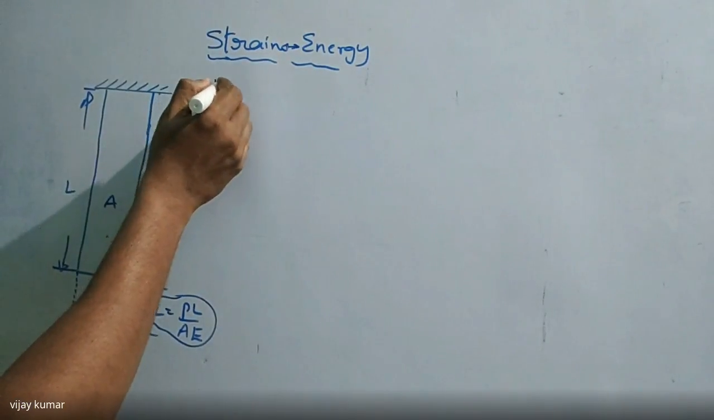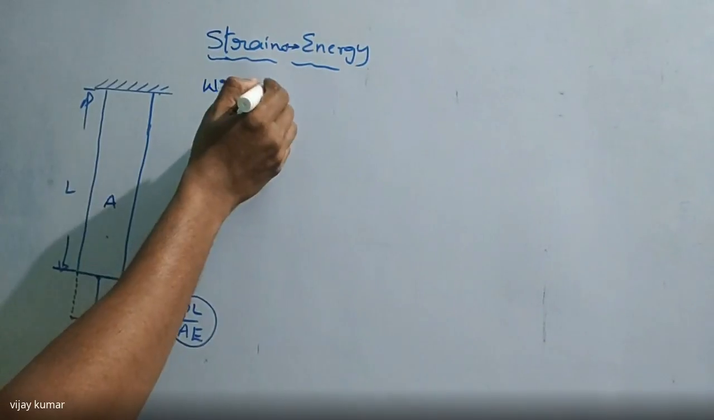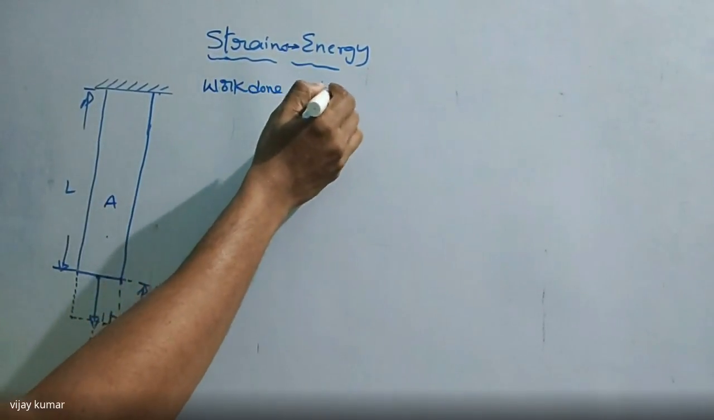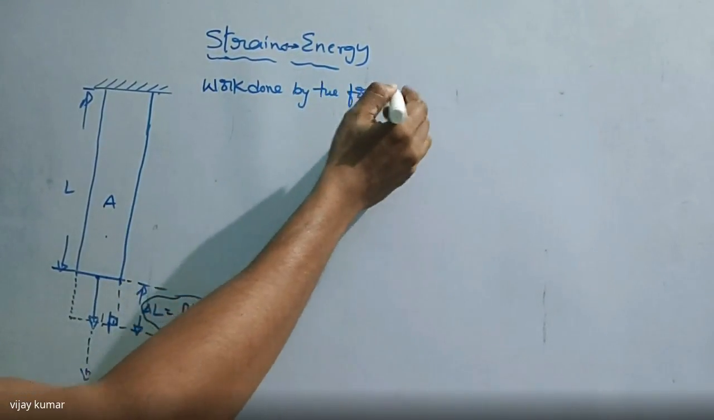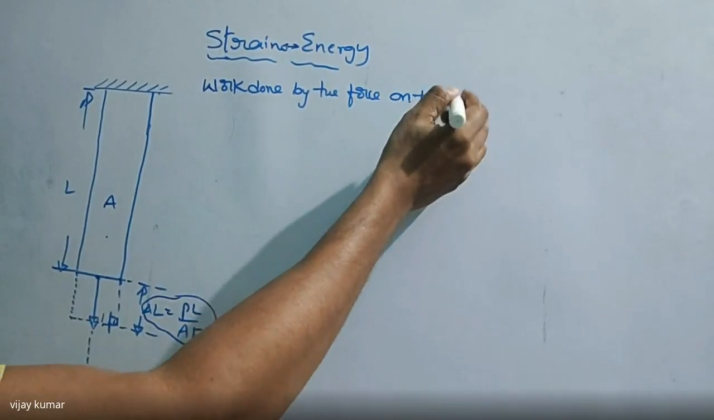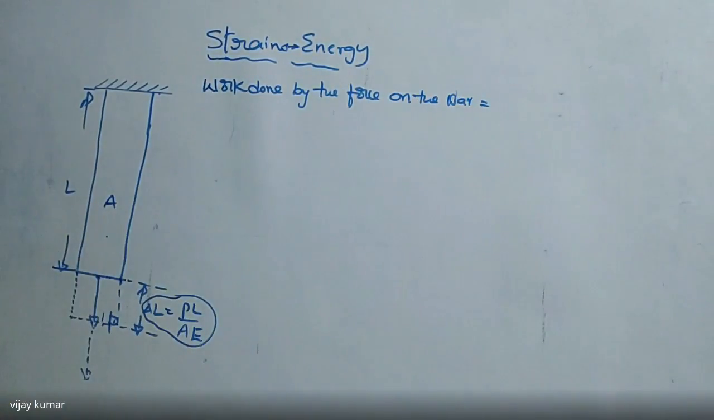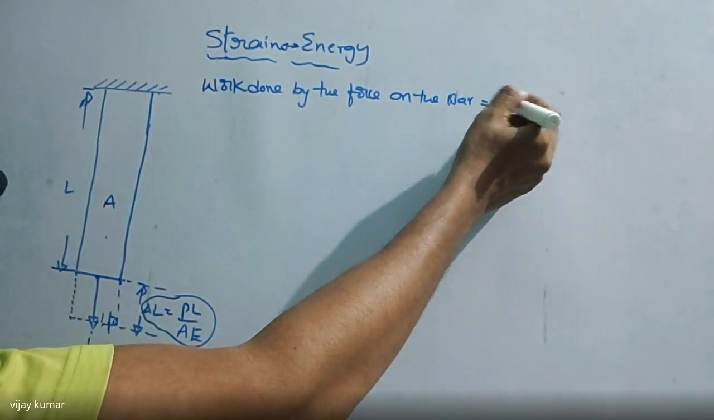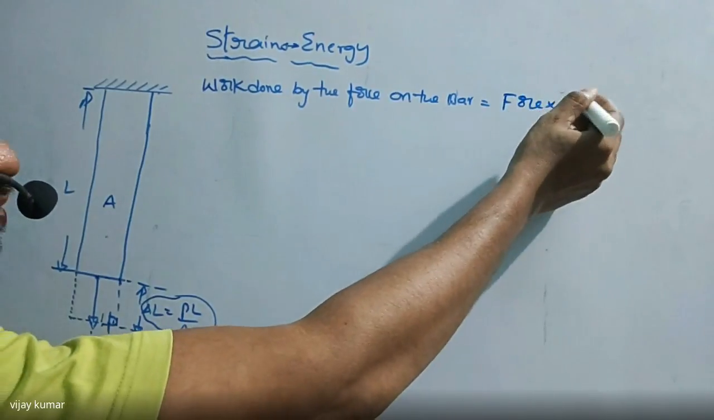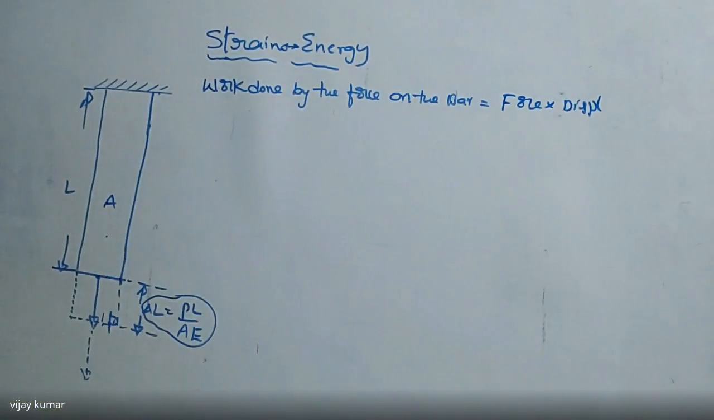So I'm writing here, work done by the force on the bar is equal to how much now? Work done is equal to force into displacement. So I'm writing here, force into displacement.